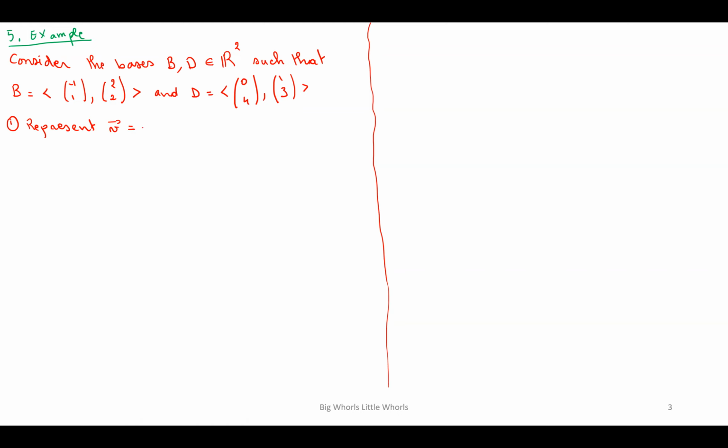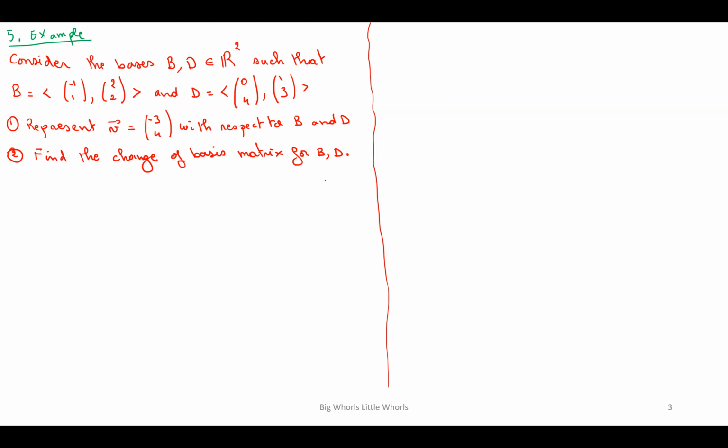V, which is equal to (-3, 4), with respect to B and D. Number 2, we are asked to find the change of basis matrix for B and D.